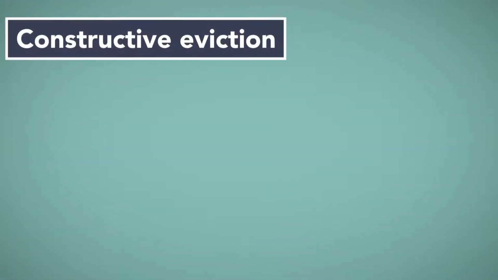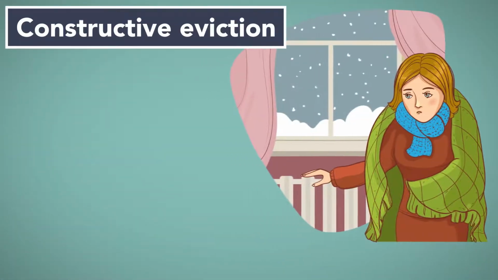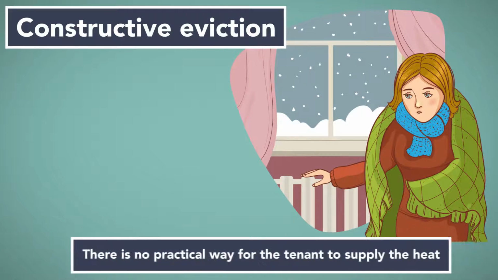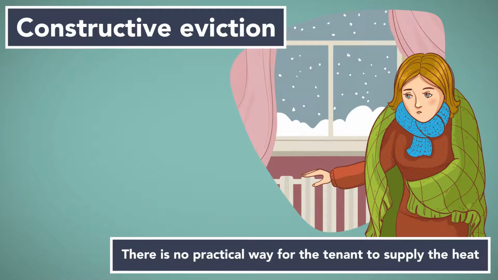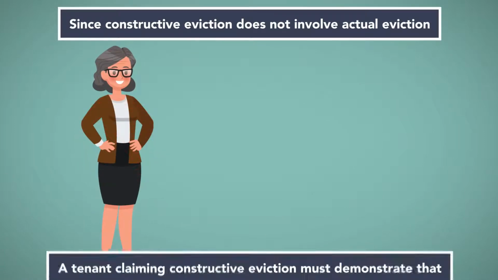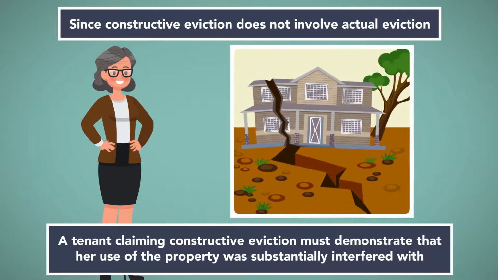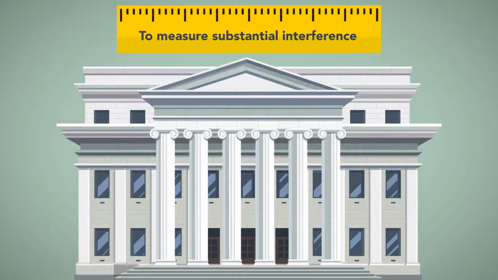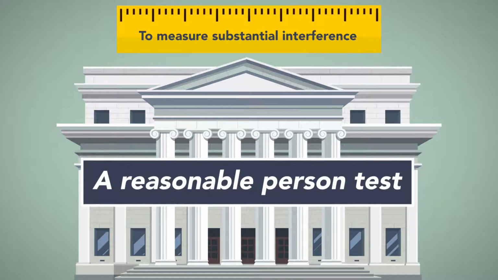A standard case of constructive eviction would be when there is no proper heating in a rental property and there is no practical way for the tenant to supply the heat. Since constructive eviction does not involve actual eviction, a tenant claiming constructive eviction must demonstrate that her use of the property was substantially interfered with. To measure substantial interference, the court employs a reasonable person test.